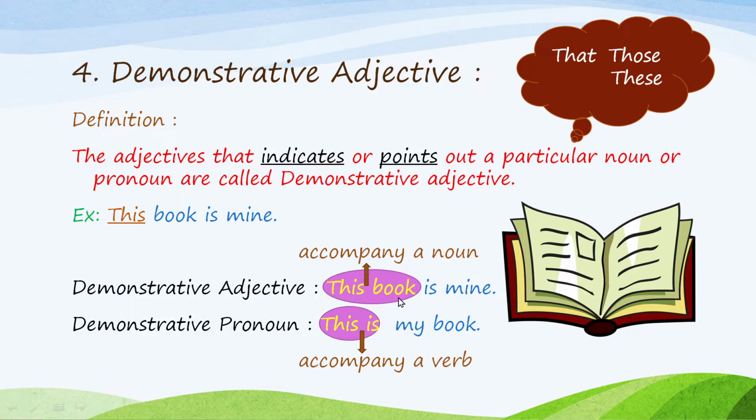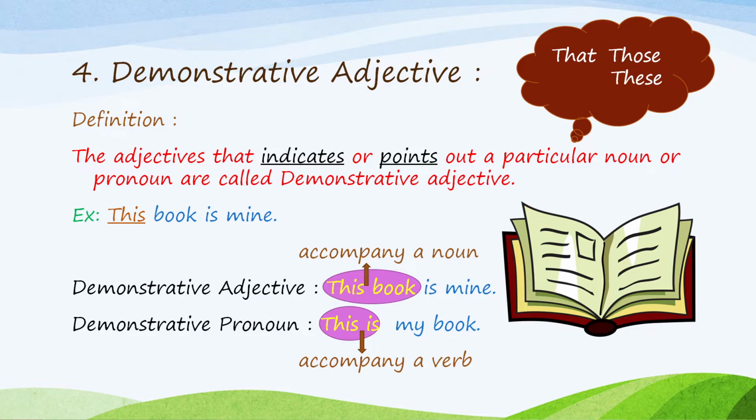Demonstrative adjective: This book is mine. And demonstrative pronoun: This is my book. Here, in the first sentence, this is a demonstrative adjective, while in the second sentence, this is a demonstrative pronoun. Now tell me why. Okay, let me explain. When this is placed just before a noun, it is a demonstrative adjective.